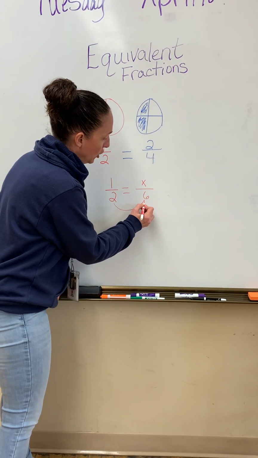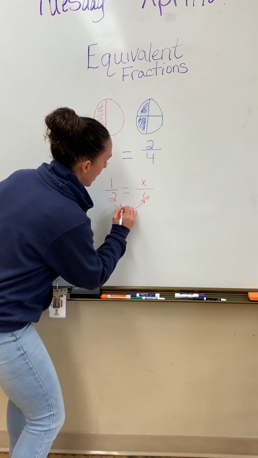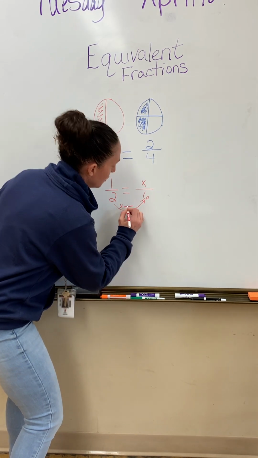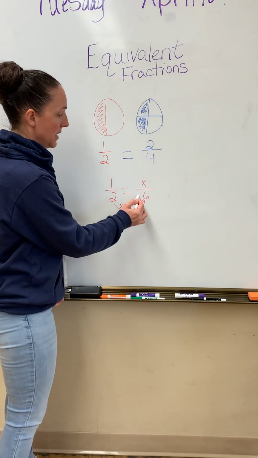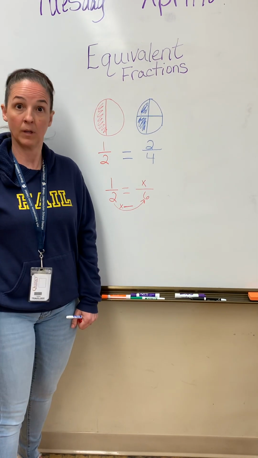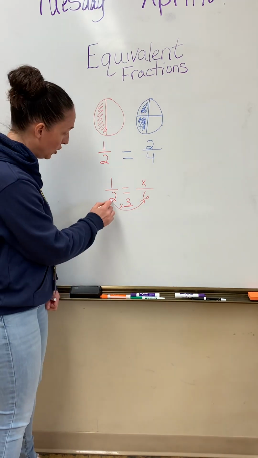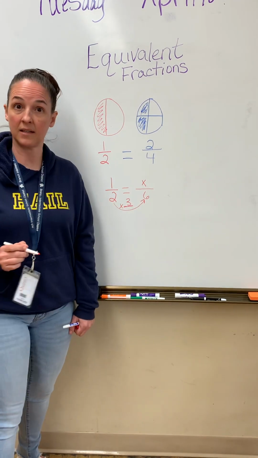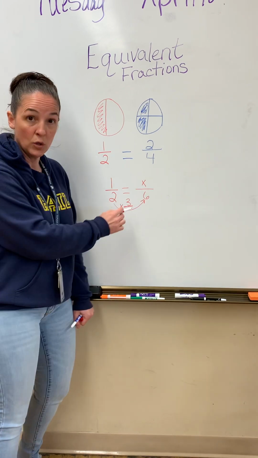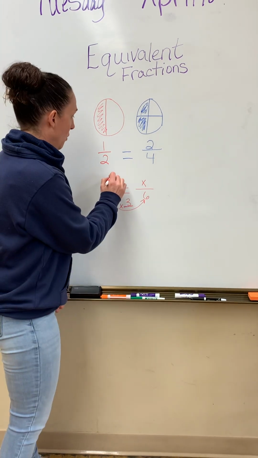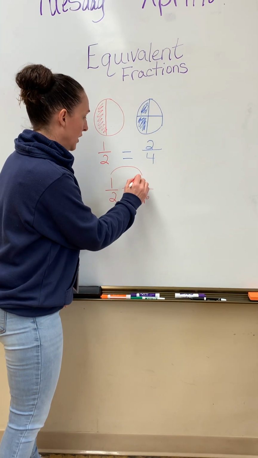I take my 2 and I say 2 times what number gives me 6? 3. Agreed? 2 times 3 equals 6. So what we do down here on the bottom, we are going to also do on top.